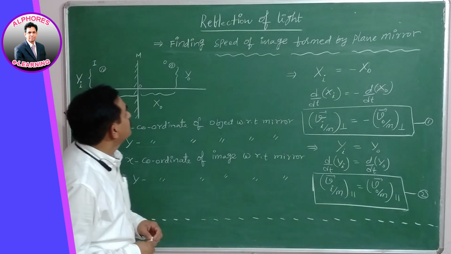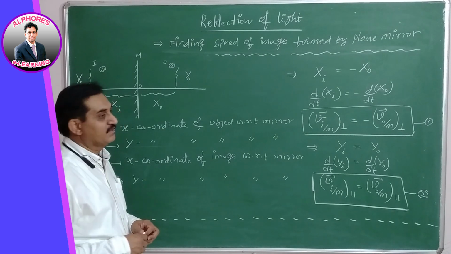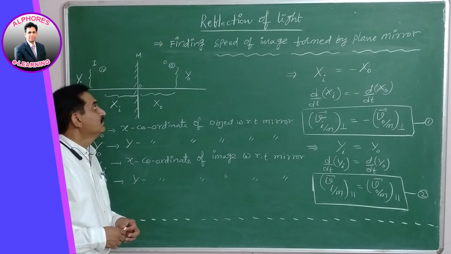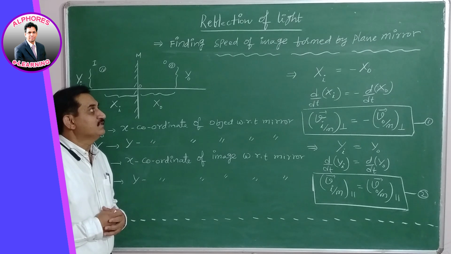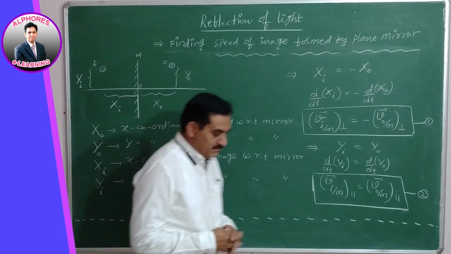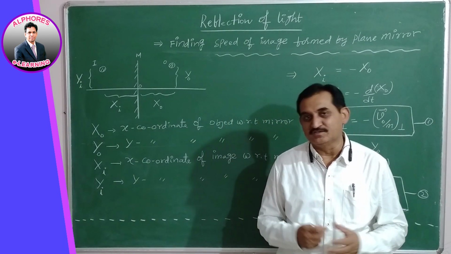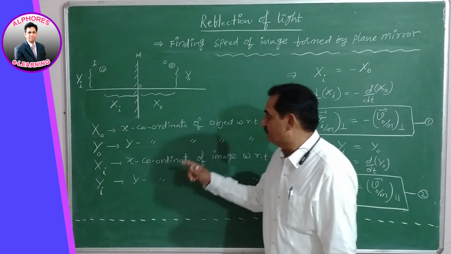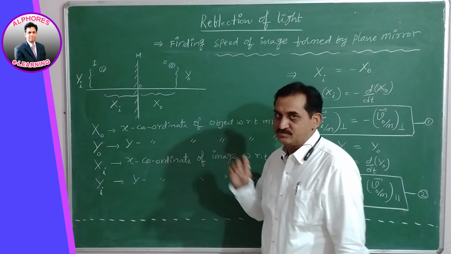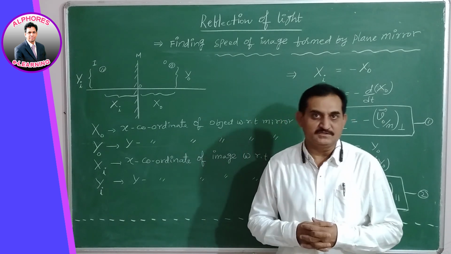Again we are going to discuss one more concept related to reflection of light: finding the speed of image formed by a plane mirror. Here the speed of image can be found by two methods. Method number one, by using vectors, and number two, by the general method.